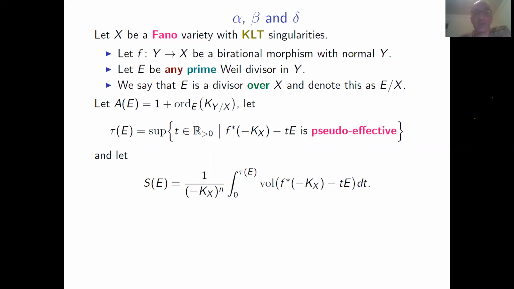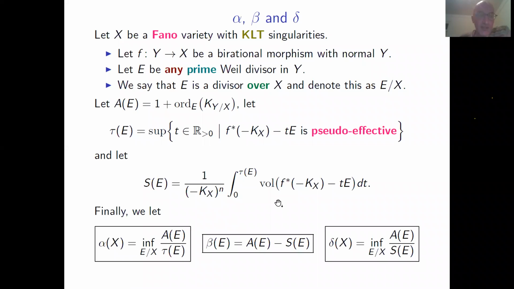Sometimes it's long, but it's computable. So you have this number. Okay, and then using these two guys, we can define three numbers. One is the simplest one. It's called beta, beta of E. It's basically a difference between log discrepancy and this S. Yeah, this is the main guy in some sense.